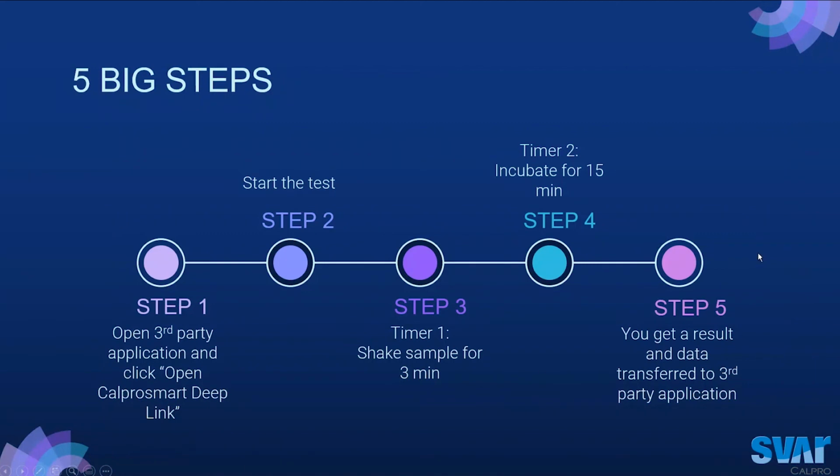The 5 big steps in the application are, first of all, you open your app and that links to CalproSmart DeepLink. Step 2 is that you start the test. As Niv showed you, you swipe and move on to the first timer, that is 3 minutes. There you have to shake the sample for 3 minutes. Step 4 is the second timer, where you incubate for 15 minutes, and then you get the result and data transferred to your application. So these are the 5 big steps.